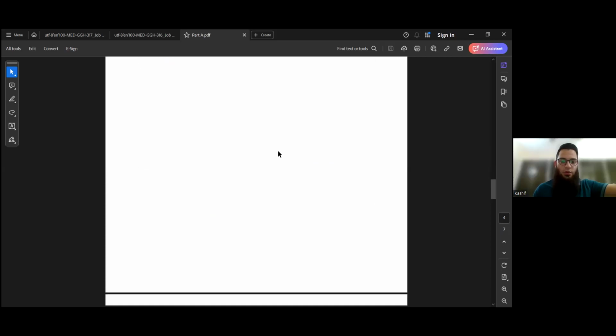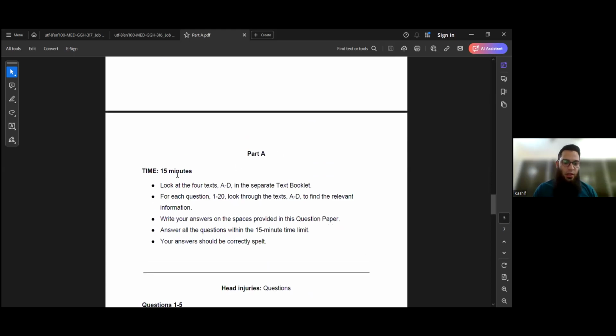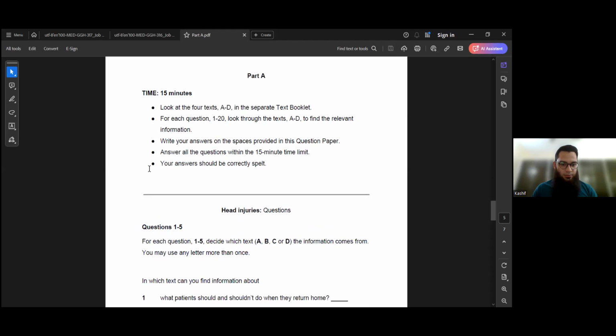Let's start. I will go to the question parts and I will start the timer again. You have 15 minutes. Look at the four texts in the separate text booklet. For each question 1 to 20, look through the texts to find the relevant information. Write your answers in the spaces provided in the question paper. Answer all the questions within the 15-minute time limit, and your answers should be correctly spelled. Yes, absolutely. Please take care of the spellings. Okay, the timer has started.